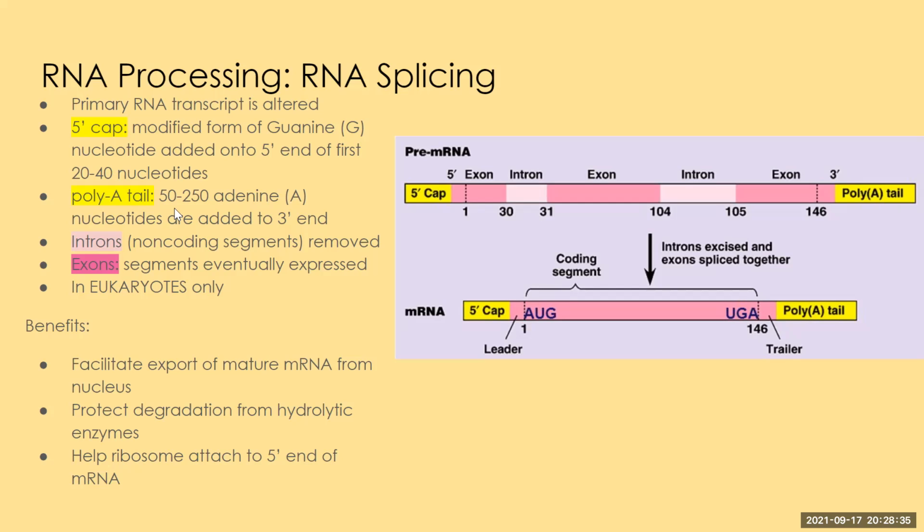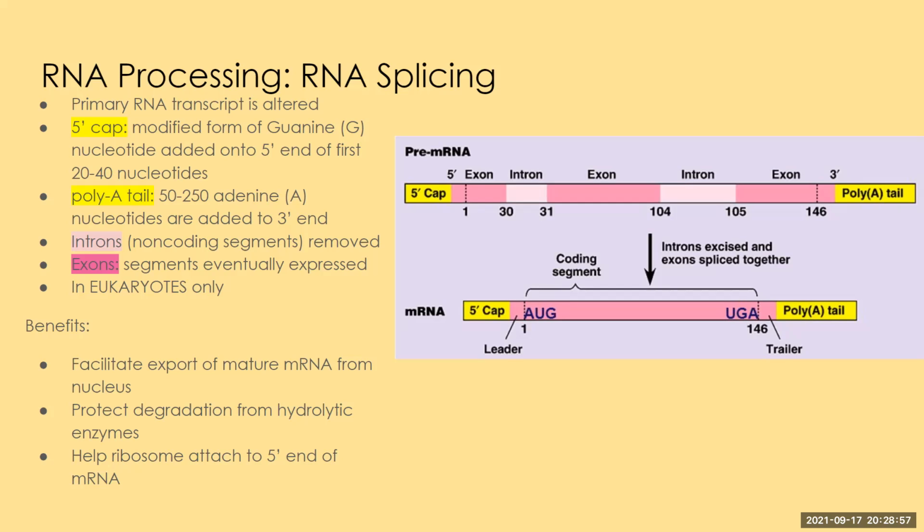A similar function is exhibited by the poly A tail, which, as the name indicates, is attached on the end, or the 3' side, and it's usually 50 to 250 adenine nucleotides. And again, this also serves as protection.